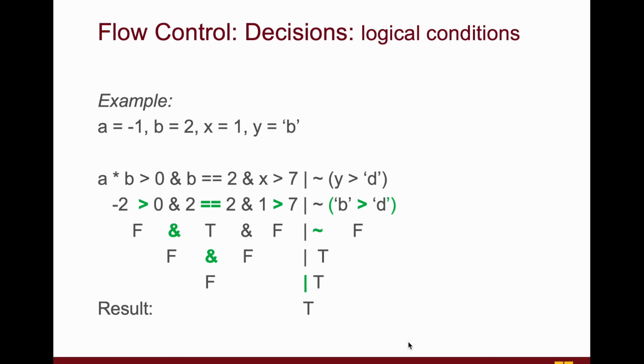And 2 equal to 2. b is 2, right? b is given 2. So 2 equal to 2 is true. So we return true for this statement. And 1 larger than 7, because x is given as 1. This is false. Or not, parenthesis, character b larger than character d. As I just mentioned, going further with the characters, it associates with bigger number.